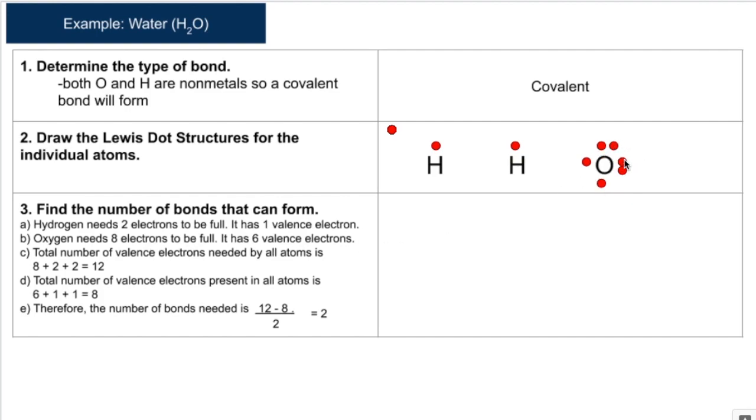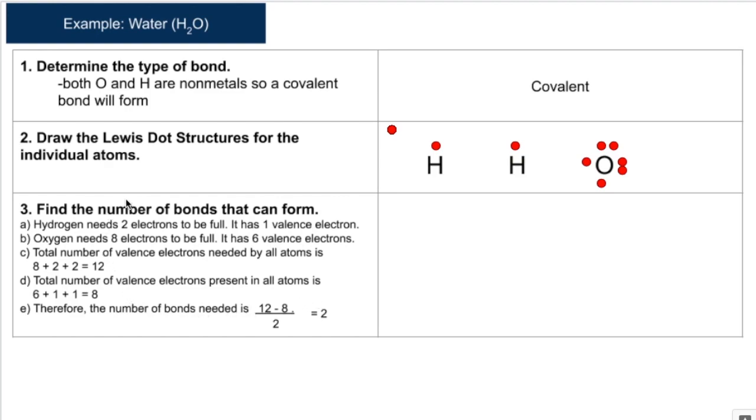It currently has 6. So if we're finding the total number of valence electrons needed, oxygen wants 8, and then both hydrogens want 2. So 8 plus 2 plus 2 is 12. And then the total number of valence electrons present in all atoms is, okay, so currently we have 6 plus 1 plus 1, so we have 8 currently. So 12 minus 8 divided by 2, it means we're going to have 2 bonds formed with this, okay?